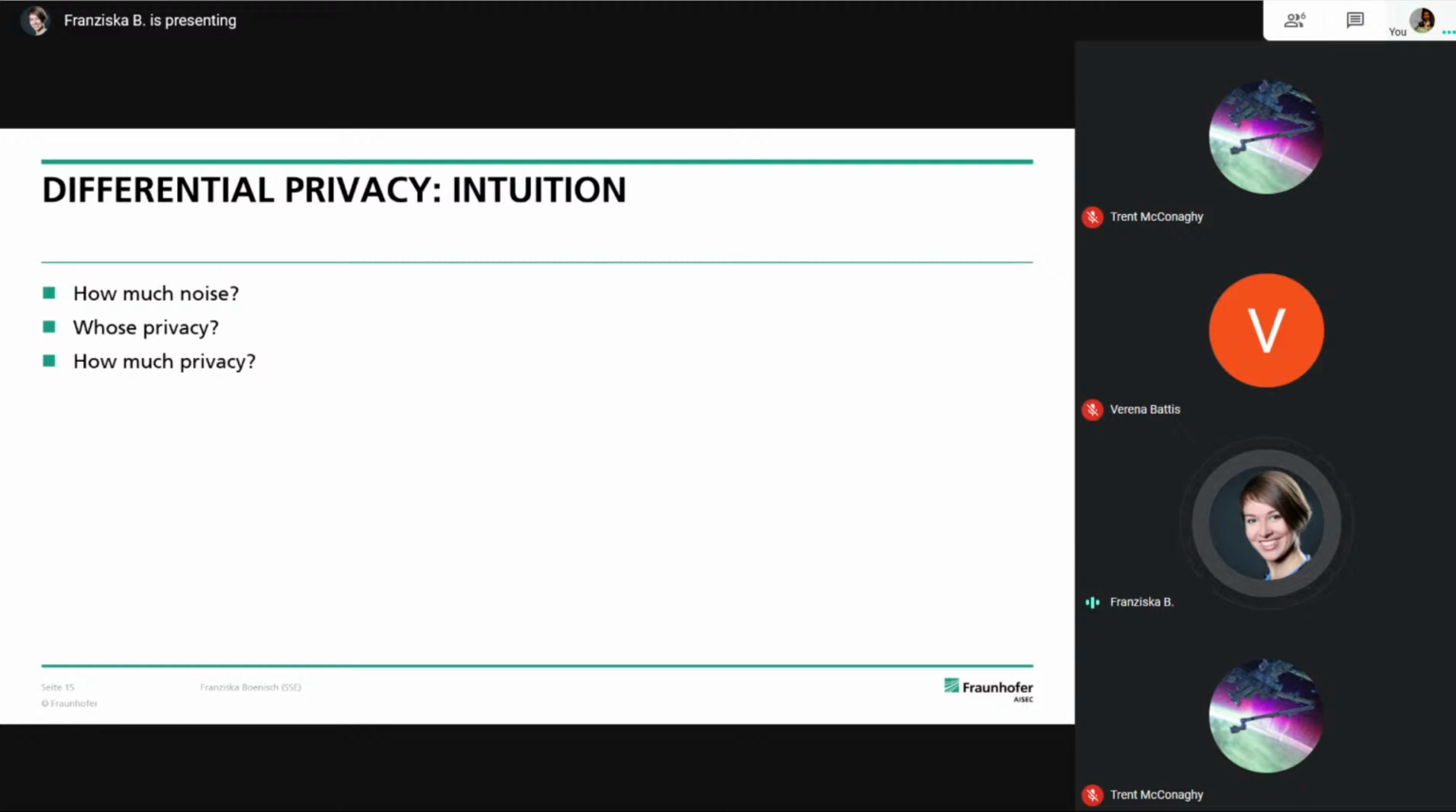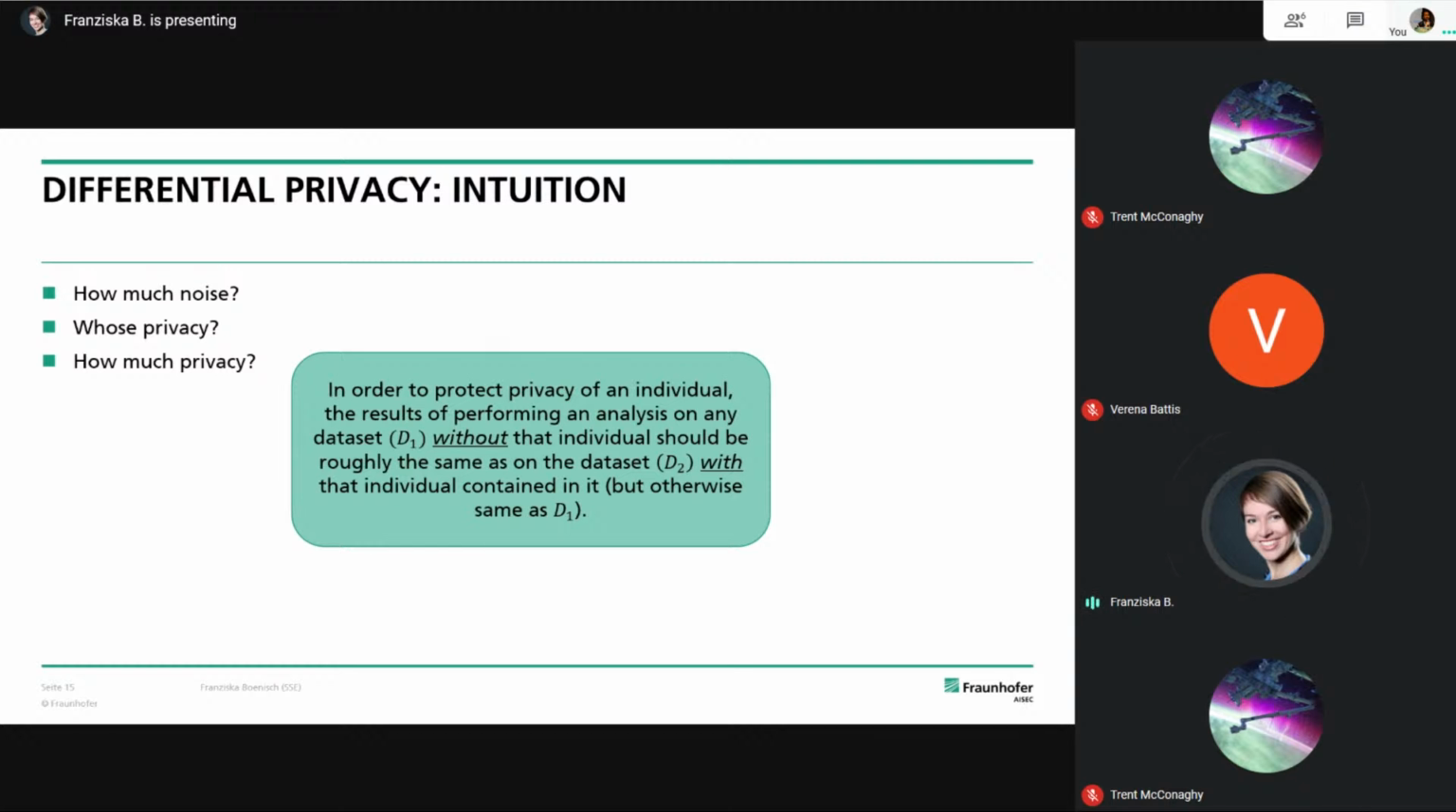And before we look into the formula, let me give you a little intuition behind the concept. So differential privacy informally states that in order to protect privacy of an individual, the results of performing an analysis on any dataset D1 without that individual should be roughly the same as on the dataset D2 with that individual contained, but otherwise similar to D1. So if we take that over any dataset, that means we don't know beforehand how tall the people will be. And if that holds for every individual in the dataset, then we have privacy. The amount of privacy thereby is defined by this notion of roughly the same.